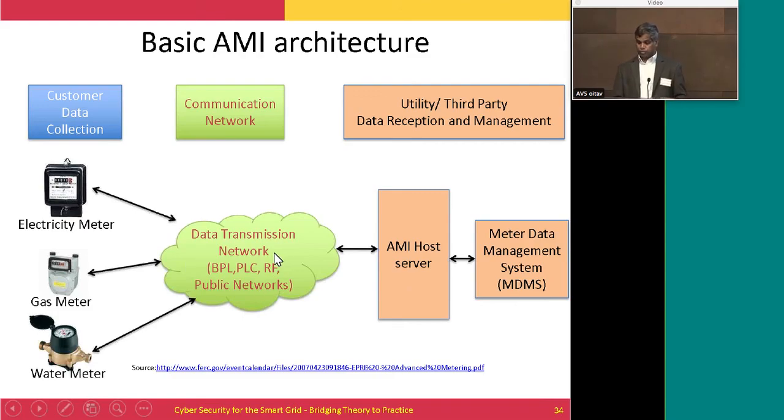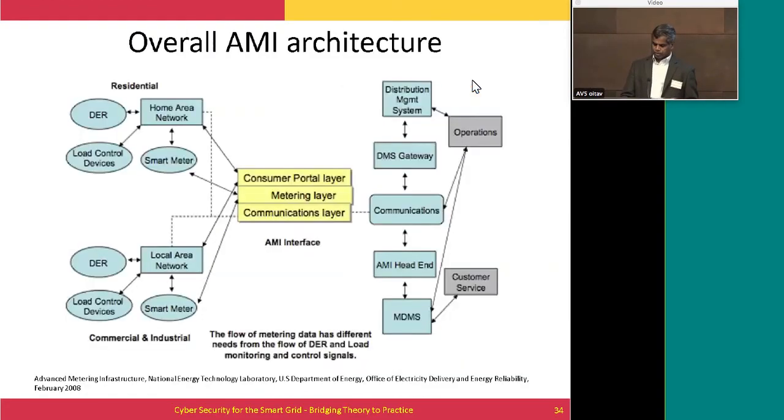So this could be leased from a third party. So there are different kinds of implementations depending upon the resources available in a neighborhood or in a city. So there is a consumer side, there is a communication network, and there is a utility. Some utility or third party can host this data. The actual utility could be the fourth one in that list. So this is a typical architecture.